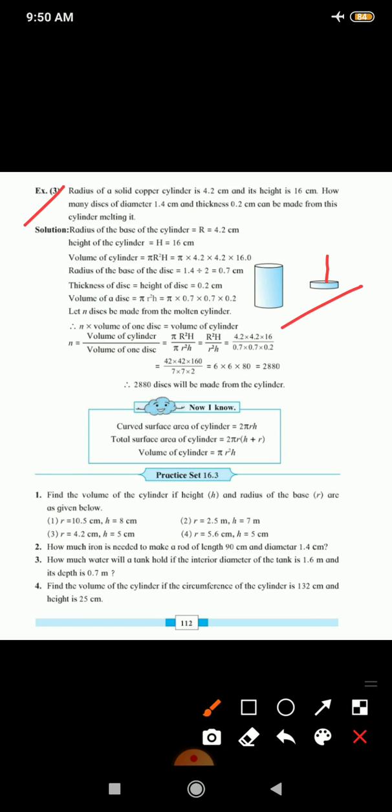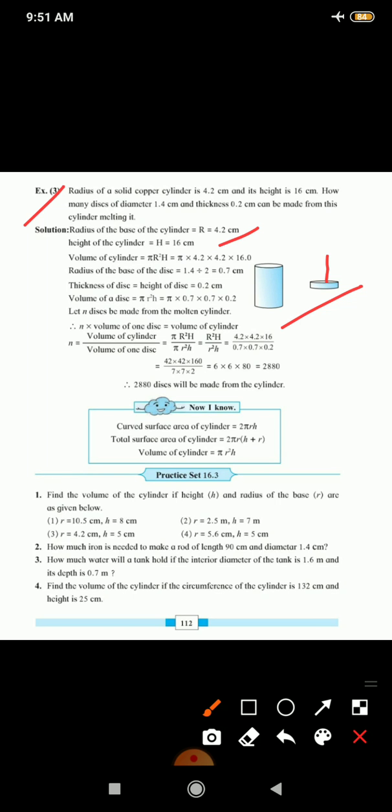So radius of the base of the cylinder capital R is equal to 4.2 centimeters. Height of the cylinder capital H is given to be 16 centimeters. Therefore, volume of the cylinder is equal to pi capital R square capital H, that is equal to pi into 4.2 into 4.2 into 16. Radius of the disc is equal to 1.4 divided by 2, that is equal to 0.7 centimeters, because the diameter is 1.4. Now the thickness of the disc is equal to height of the disc, which is given to be 0.2 centimeters. Volume of the disc is equal to pi r square h, both small, that is equal to pi into 0.7 into 0.7 into 0.2.